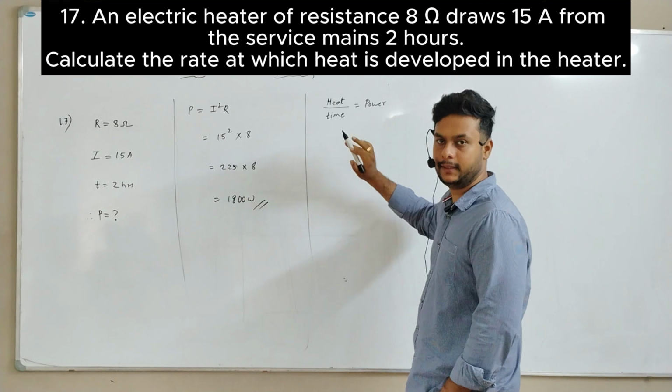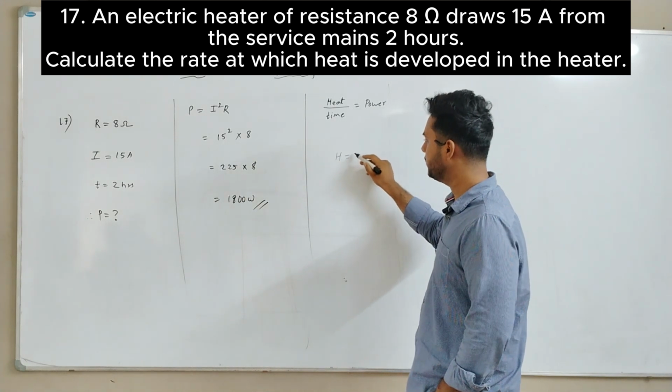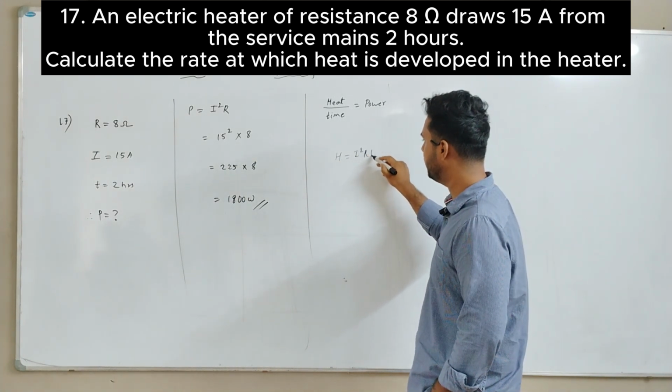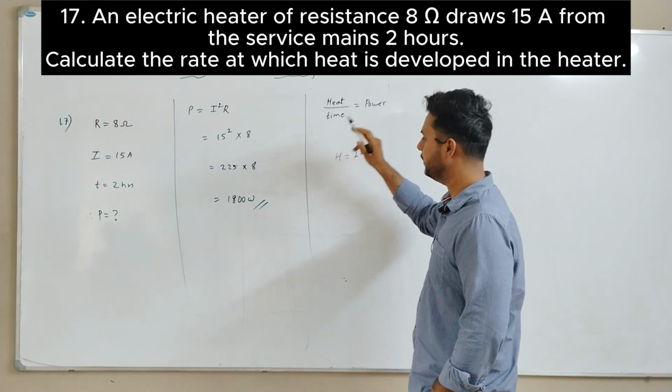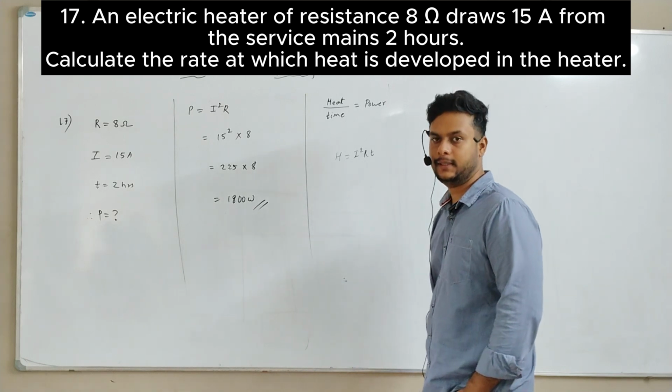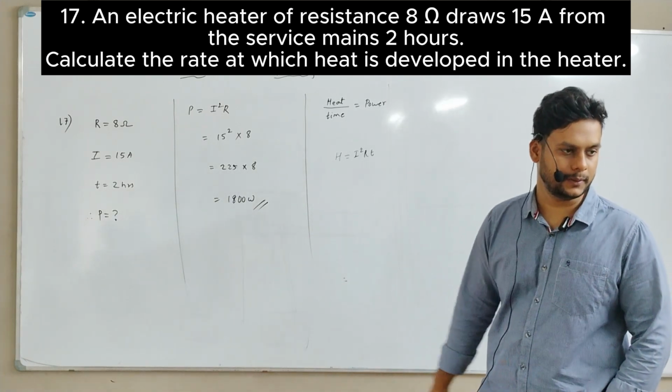So we will not find heat here. Heat is equal to, you must remember, I square RT. So we directly calculate power. Power is equal to I square R. This is 1800 watt.